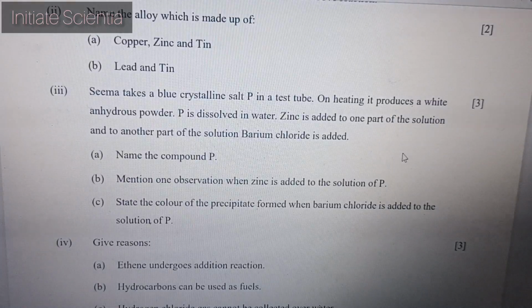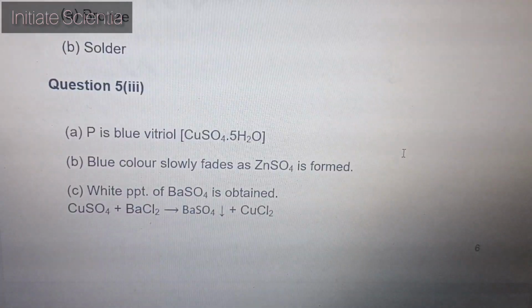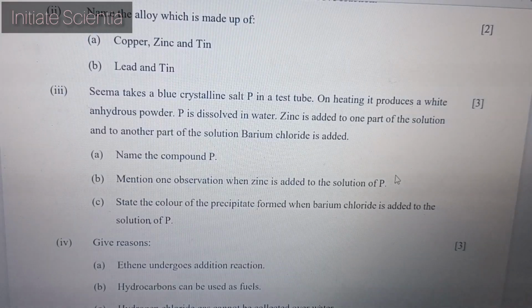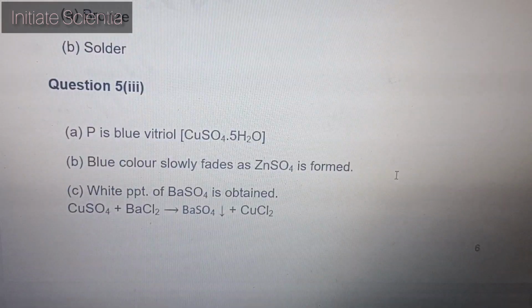Mention one observation when zinc is added to the solution of P. Blue color slowly fades as ZnSO4 is formed. State the color of the precipitate formed when barium chloride is added to solution of P. White precipitate of BaSO4 is obtained. CuSO4 plus BaCl2 gives BaSO4 precipitate plus CuCl2.